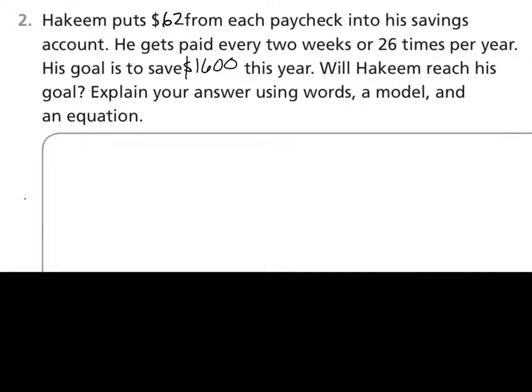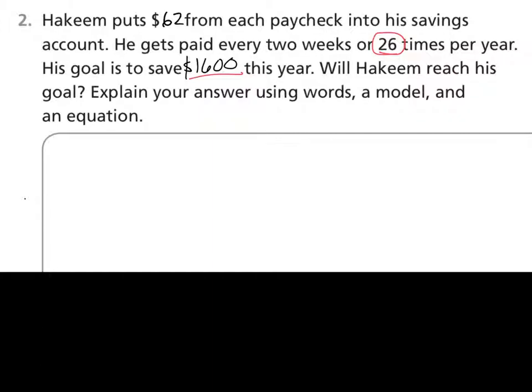Number 2: you put $62 from your paycheck into your savings account, and you get paid every 2 weeks, or 26 times per year. Your goal is to save $1,600 this year. Will you reach your goal? It says to explain your answer using words, a model, and an equation.